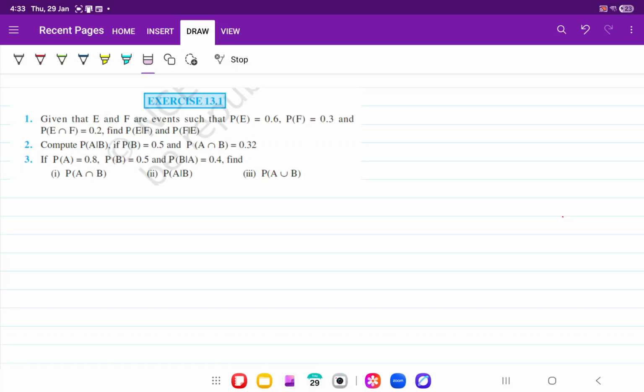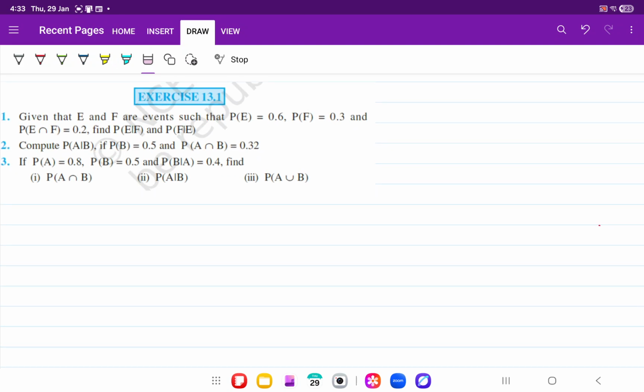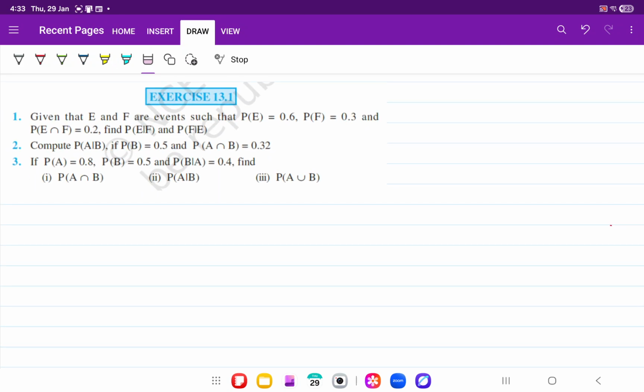Hello everyone, I am starting exercise 13.1, probability, class 12th. So they are saying, given that E and F are events such that P(E) is 0.6, correct? First question: P(E) is 0.6 and P(F) is 0.3. Then P(E intersection F) is given, and they want P(E|F). The first part asks for P of E where F has happened, a conditional probability.